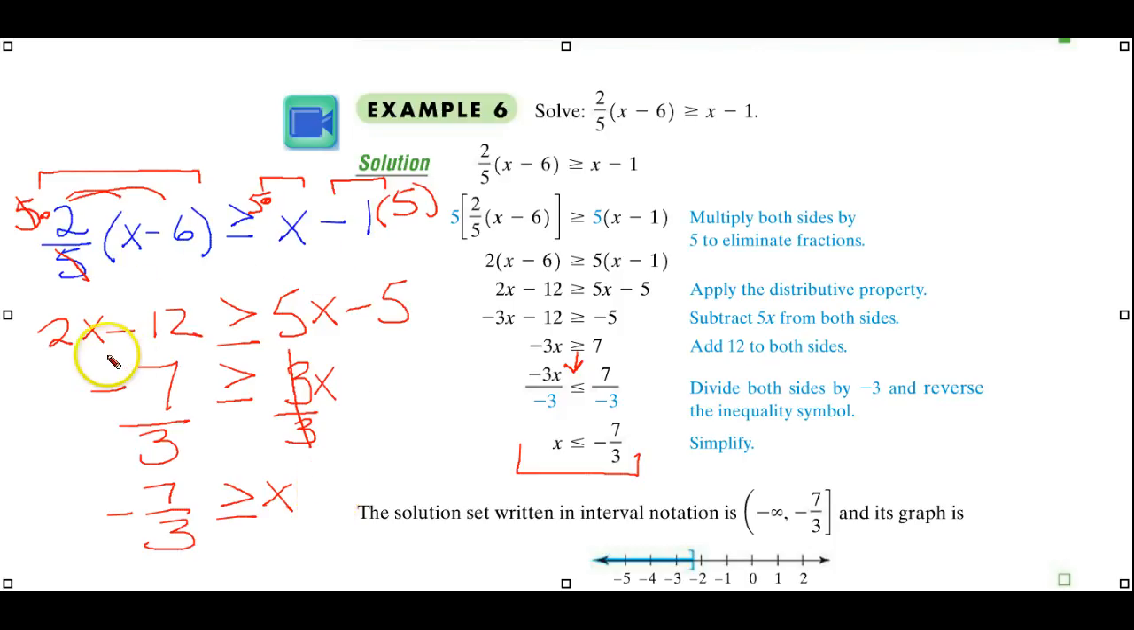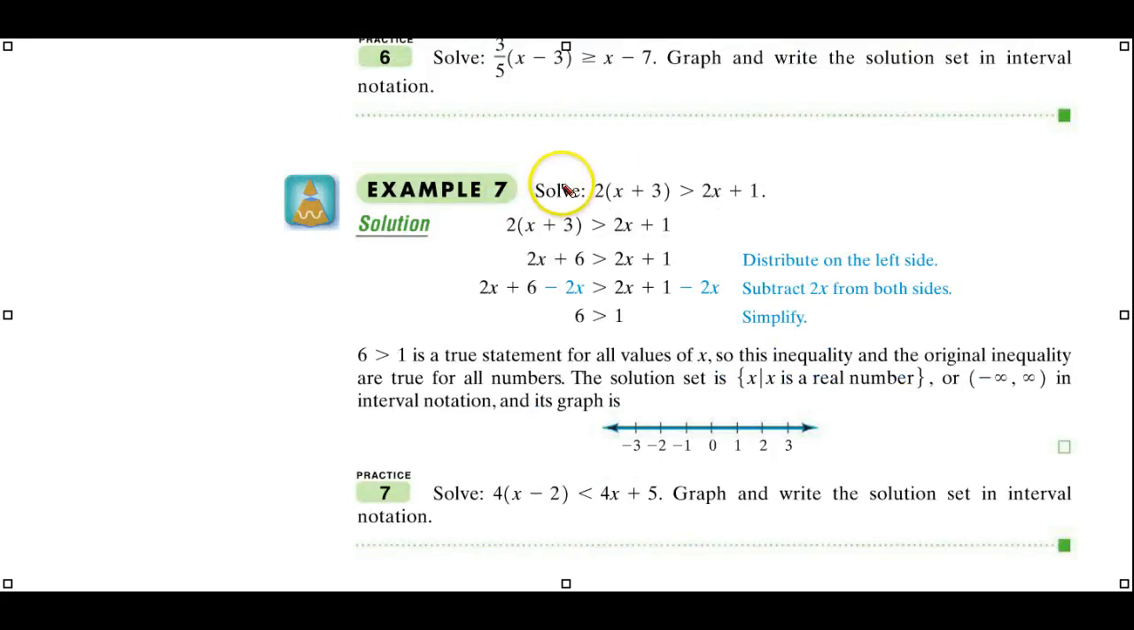So again, a benefit from having your variable positive, you don't have to worry about reversing the sign. By bringing this over to the other side, in a sense, we reverse the sign. Okay, now example 7 illustrates an inequality we get every once in a while. We're going to distribute, and we get this. But notice when we subtract out the x's, we get a true statement. 6 is greater than 1, but there's no x value anymore.